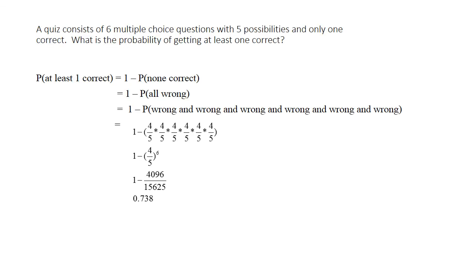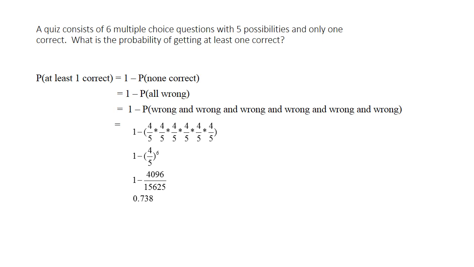The last question deals with the probability of getting at least one question correctly on a quiz consisting of 6 multiple choice questions. So the probability of at least one correct equals 1 minus the probability of none correct, which equals 1 minus the probability that they're all wrong. Since there are 6 questions, we have 6 wrong answers: a wrong, and a wrong, and a wrong, and a wrong, and a wrong, and a wrong answer.